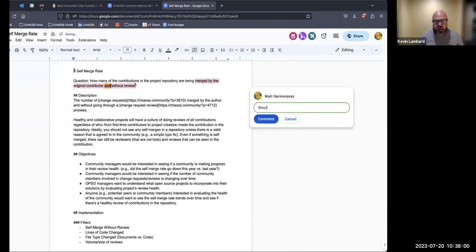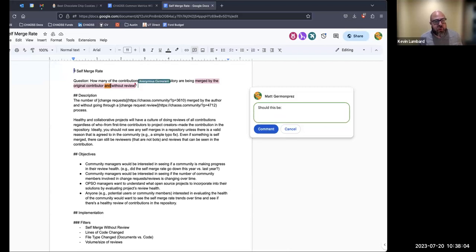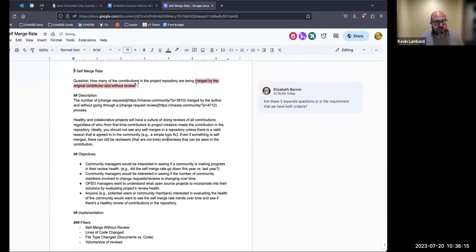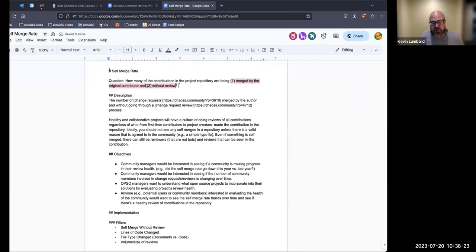Whoever has the highlighted question, thinking back to when we were discussing this, this metric is two separate questions, yes. So it's looking at them together and separately, or together and or separately. Yes, yeah, exactly.